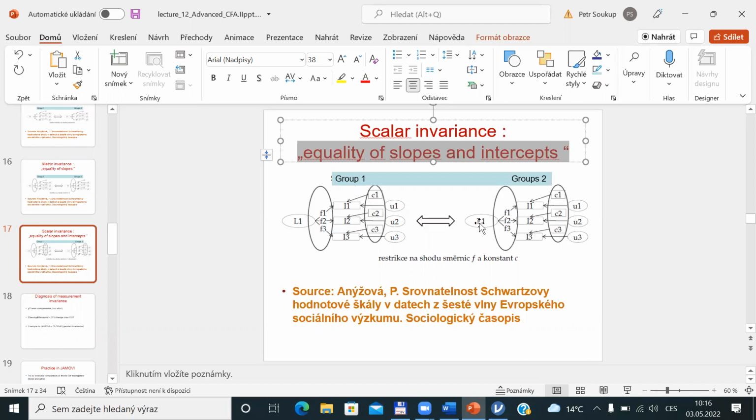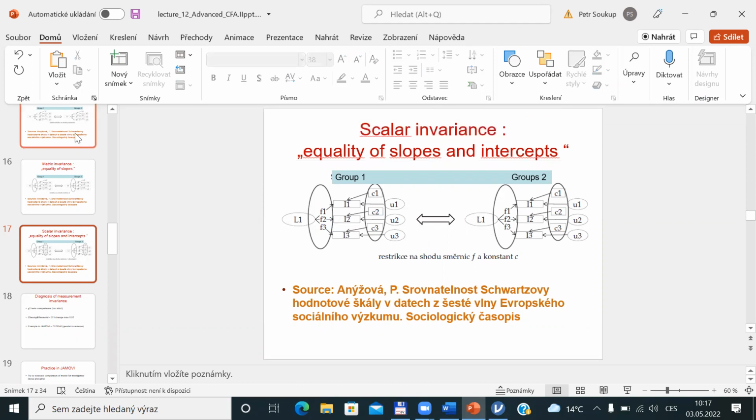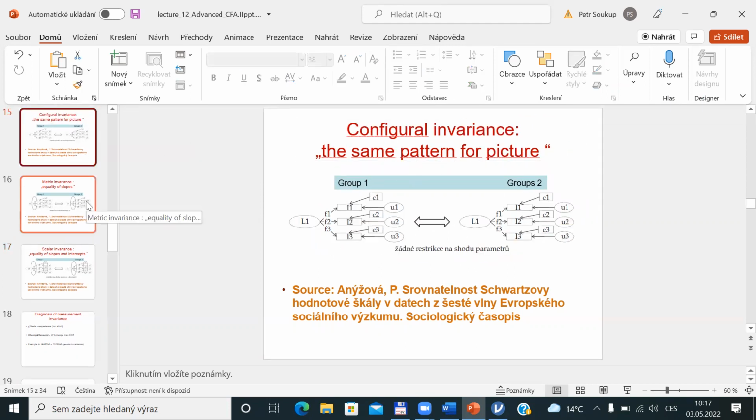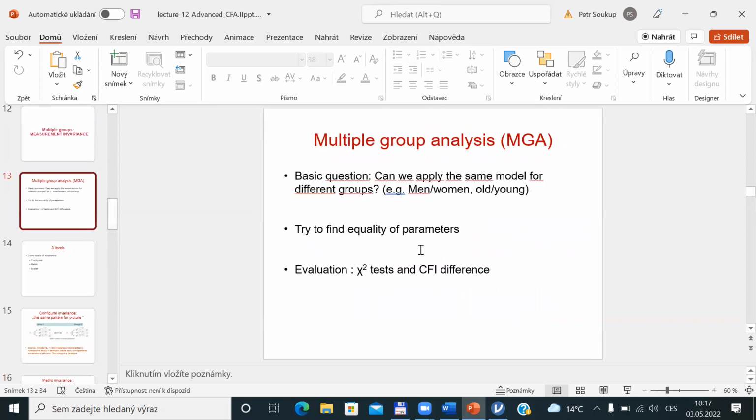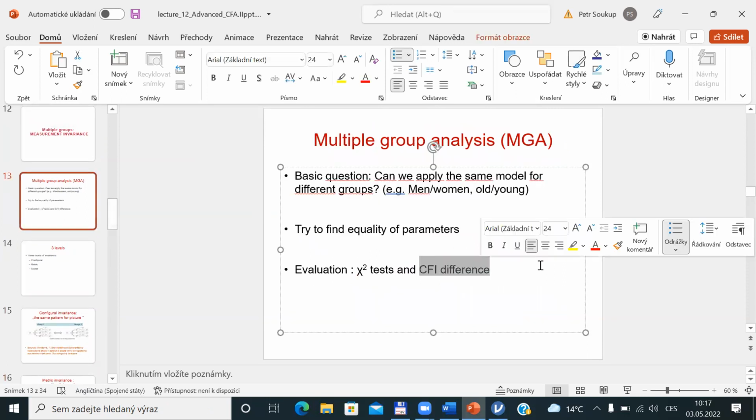So only if you go through these invariance steps up to scalar invariance, and you find that scalar invariance is fulfilled, then you can compare these groups by the level of these factors. So that's the logic. We would be evaluating the first model, second model, and third model, and comparing these models. Usually, at least in classical statistics, we would be using SRMR and RMSEA, with the recommendation based on CFI difference, which should be as small as possible.